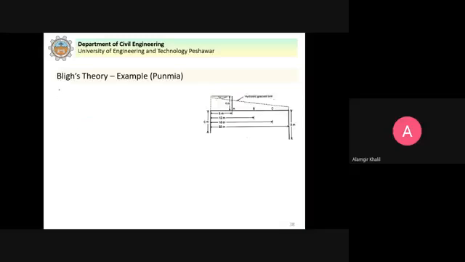So we try to quickly solve this problem. The first part is that we calculate the average hydraulic gradient.